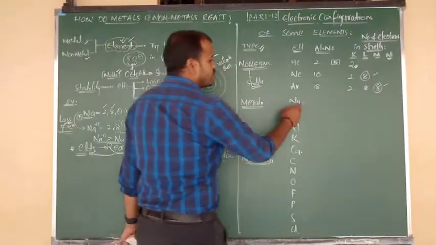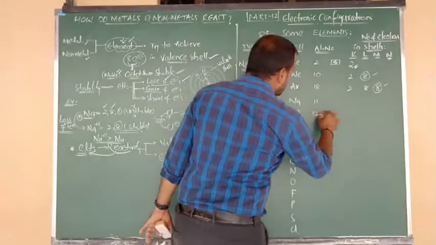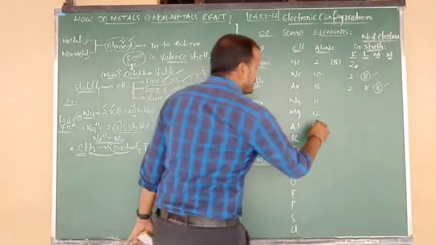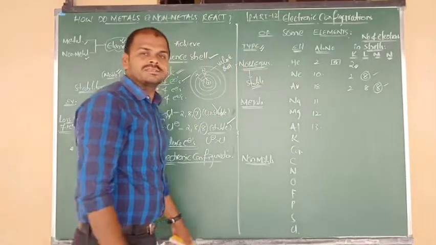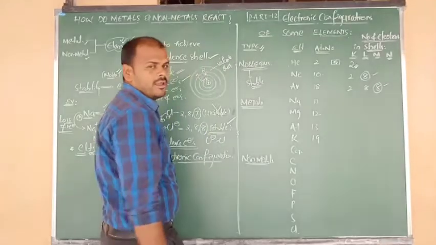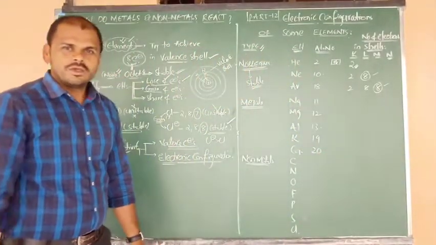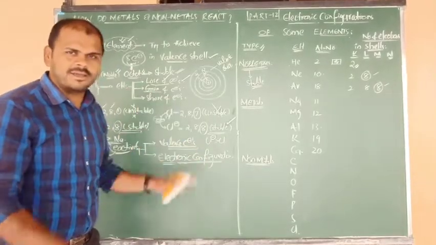Good. And type 2 category, in the types of elements, the metals category. The metal is sodium, atomic number 11. Next is magnesium, atomic number 12. Next is aluminium, atomic number 13. Next is potassium, we can write 19. Next metal is calcium, atomic number 20. The atomic numbers for metals are clear.